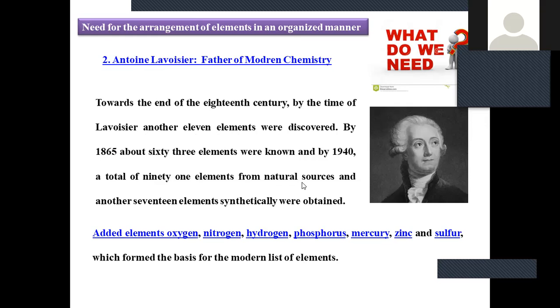These 91 elements came purely from natural sources, from nature, like different sources such as the oceanic region, terrestrial region, and also the atmosphere. Even in our surroundings, we can experience many elements in the air, right? The major quantity will be nitrogen, then oxygen, and carbon dioxide is also present. In that manner, many kinds of elements are present in natural sources. So 91 were found in nature, and 17 more elements were synthesized in the laboratory. At the time of Lavoisier, oxygen, nitrogen, hydrogen, phosphorus, mercury, zinc, and sulfur were added. These are the most important elements added at the time of Antoine Lavoisier, who is regarded as the father of modern chemistry.